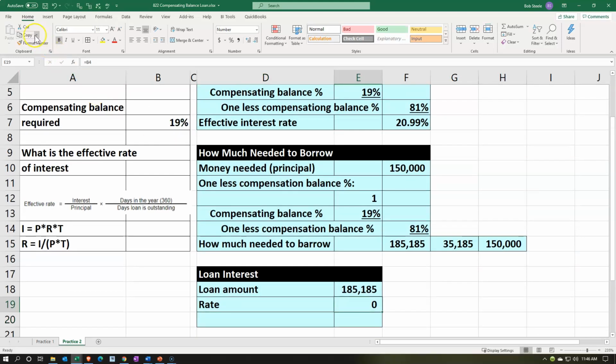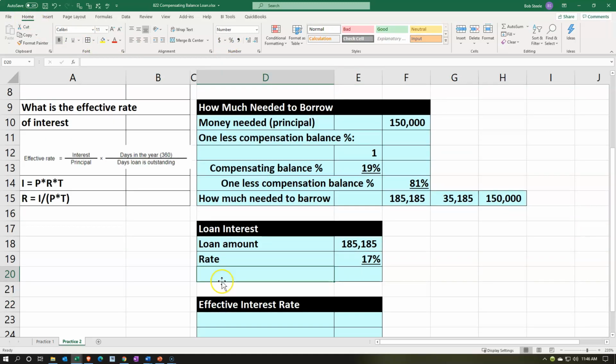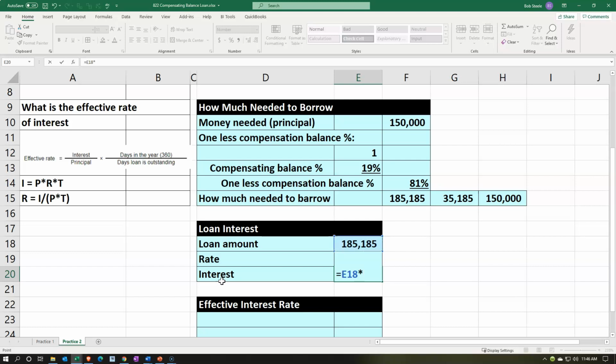And we'll percentify that: go into the Home tab, Number group, percentify, then Home tab, Font group, and underline. And that's going to give us our interest. So the interest is going to be the 185 times 17%. This is an annual loan, so we didn't have to deal with time here because time is just 1. So this is a loan for 1 year.